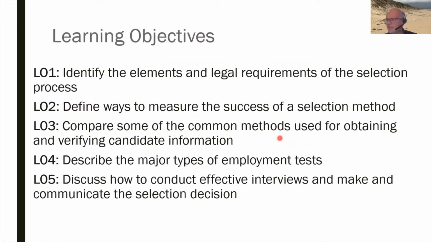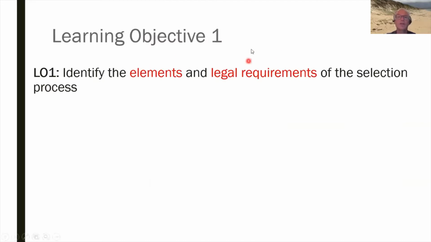Okay, there are 5 learning objectives this time, and as always, we will go through it in the, wait for it, excruciating detail to follow. Learning objective number 1: identify the elements and legal requirements of the selection process. Keyword here being selection process. Okay, so what are the different parts, and what do we have to worry about in terms of the law?